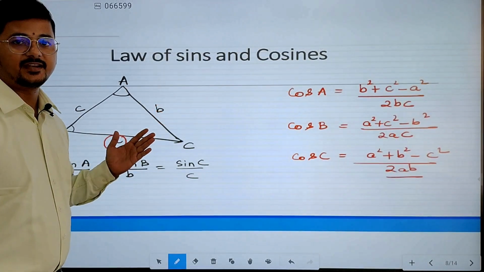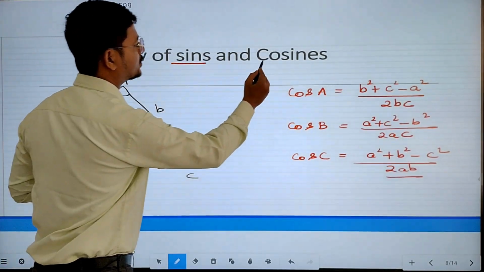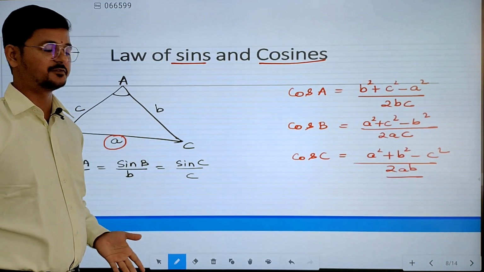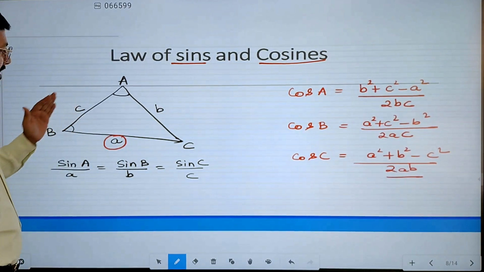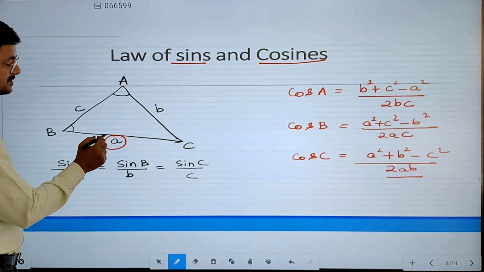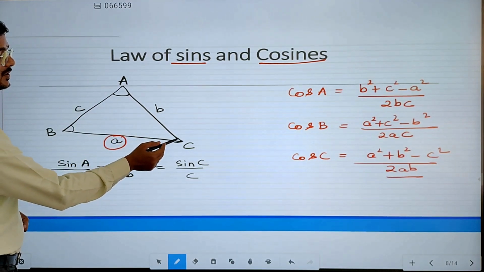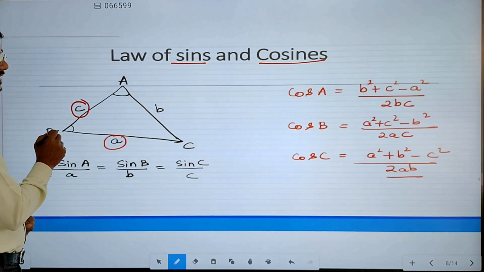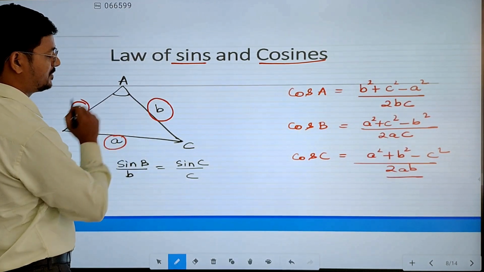So let's understand the law of sines and cosines. The law of sines and cosines can be applicable to any kind of triangle. So here we have a triangle ABC. The side opposite to angle A is represented by small a, the side opposite to angle C is represented by small c, and the side opposite to angle B is represented by small b.